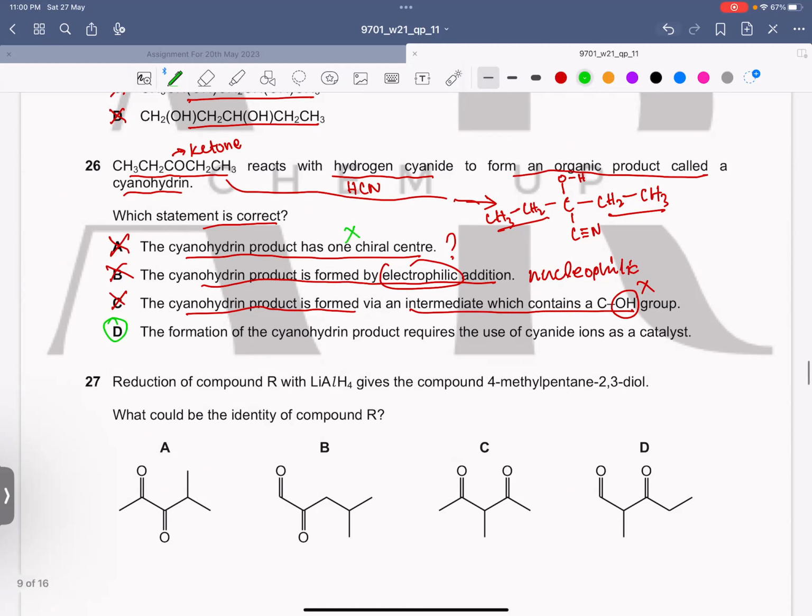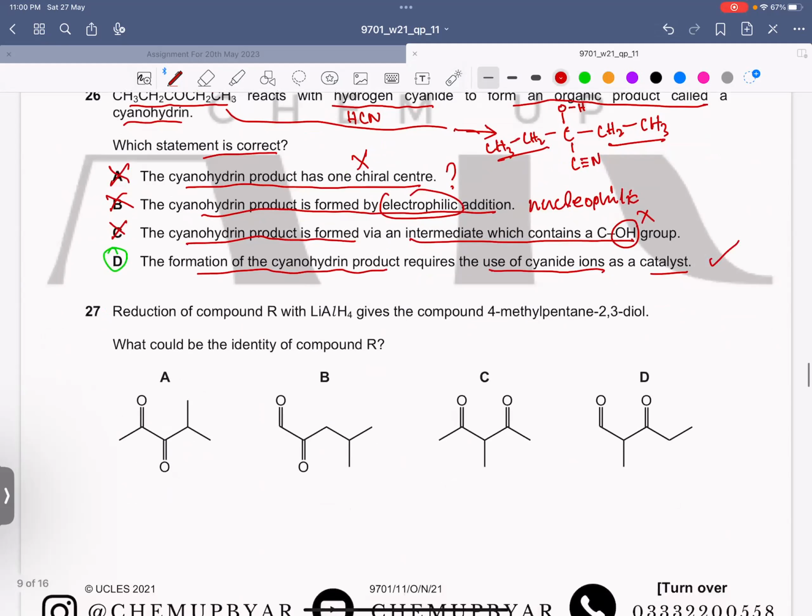Here there is one chiral center, so this statement is wrong. The formation of cyanohydrin product requires the use of a cyanide ion as a catalyst. Yes, because if you recall the conditions with HCN, we need NaCN or KCN as a catalyst. So D is the correct answer.